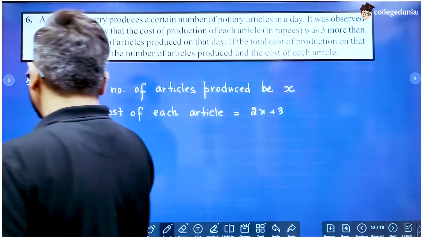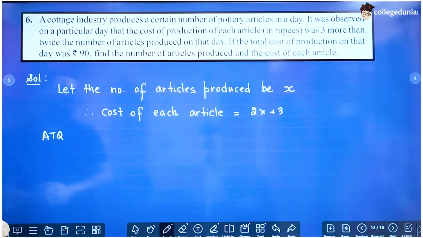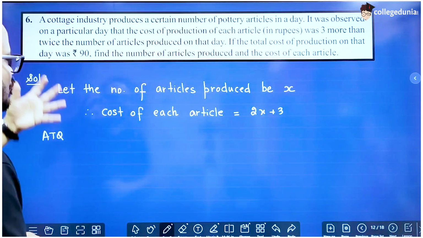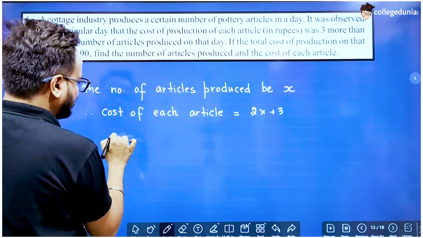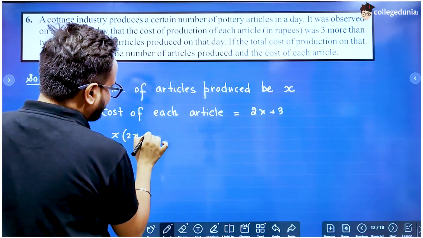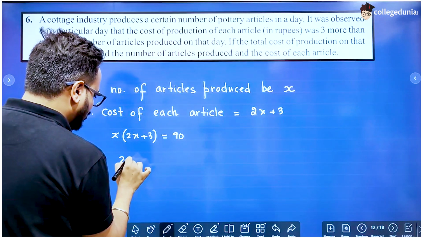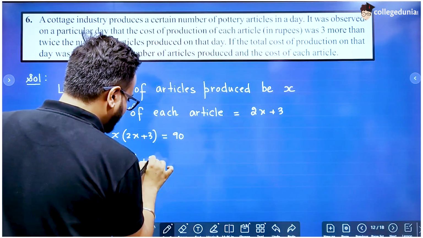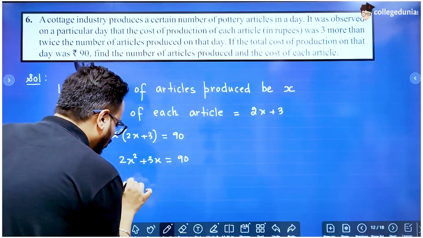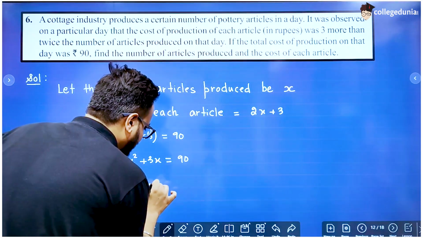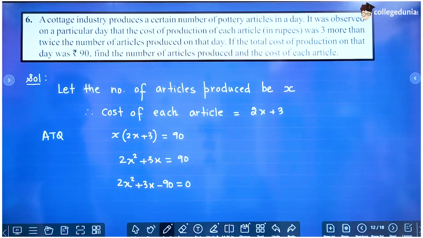So according to the question, total cost of production is rupees 90. So total cost of production, which is x into 2x plus 3, that is rupees 90. So 2x square plus 3x equal to 90, or 2x square plus 3x minus 90 equal to 0. That is the quadratic equation.